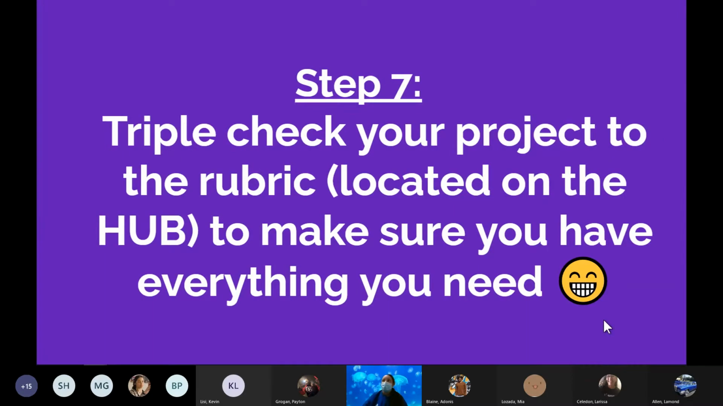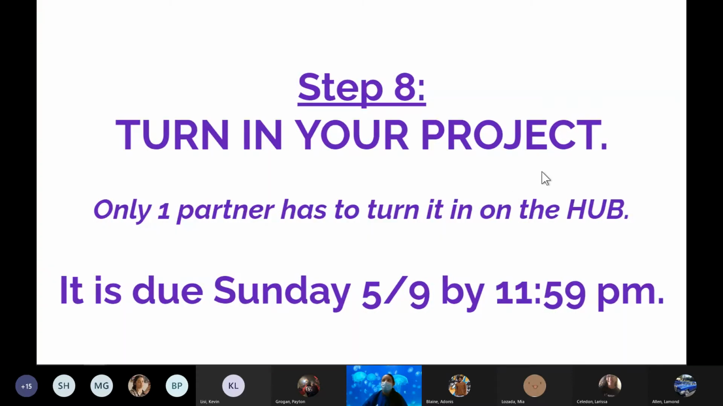Then you're going to triple check your project to the rubric that is located on the hub. Make sure you have everything you need. And then you'll turn in your project. Only one person has to turn it in on the hub. You do have to originally share it with each other so you can both work on it, but only one has to turn it into the hub. And it is due Sunday, the 9th by 11:59 p.m.